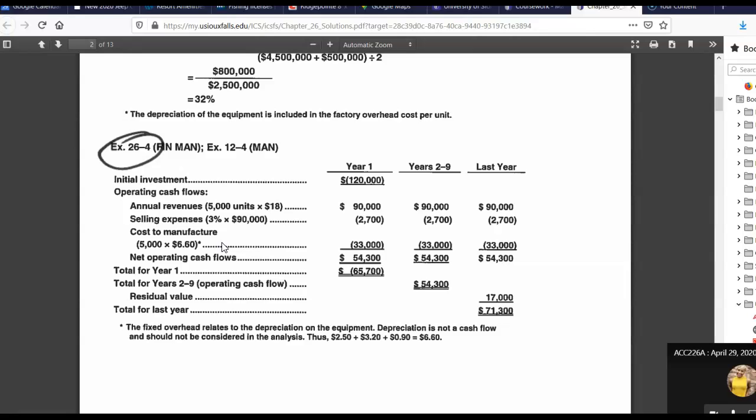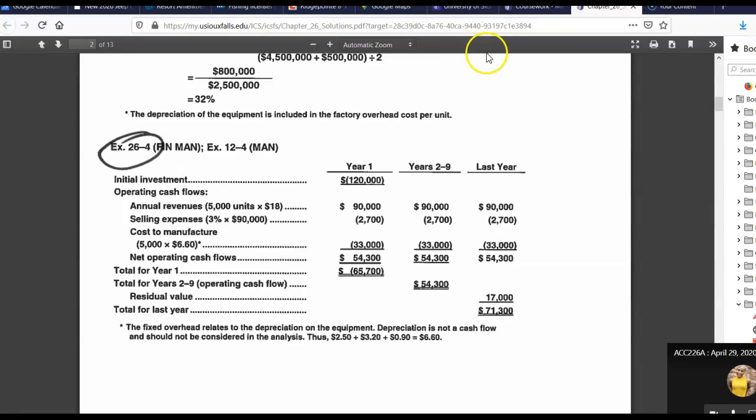Okay. Natural Foods is planning to invest in new manufacturing equipment to make a new garden tool. The new garden tool is expected to generate additional annual sales of 5,000 units. The new manufacturing equipment is expected to have a 10-year life and a 17,000 residual value. Selling expenses related to the new product are expected to be 3% of revenue. The cost to manufacture the product includes the following on a per unit basis. Determine the net cash flows for the first year, years 2 through 9, and the last year. Okay, and the reason they have them in 3 different buckets is they're all the same except for these.